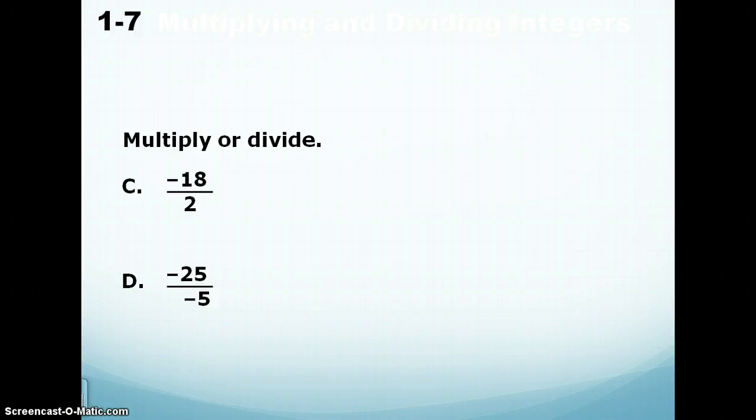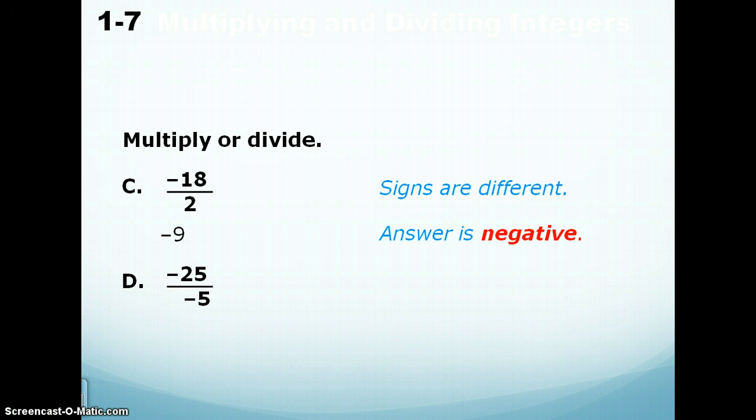Division is the same thing. Negative 18 divided by positive 2 would be negative 9. Negative 25 divided by negative 5 leaves us with a positive 5.